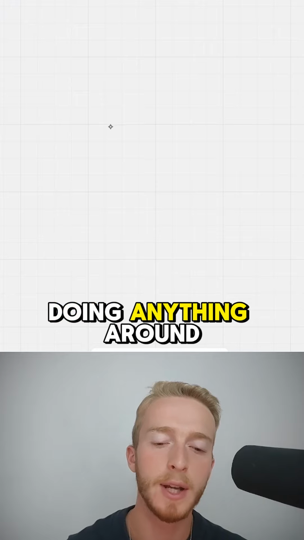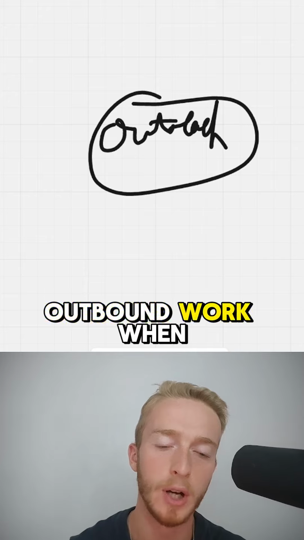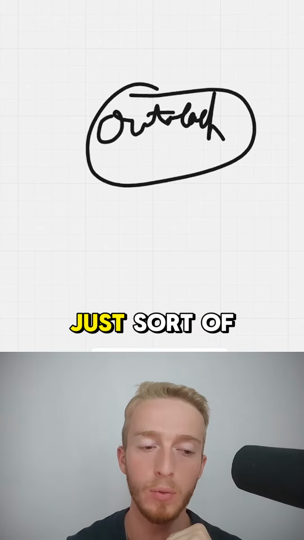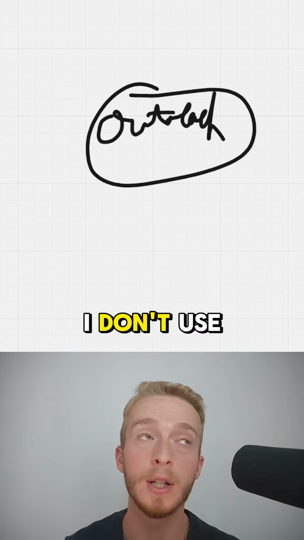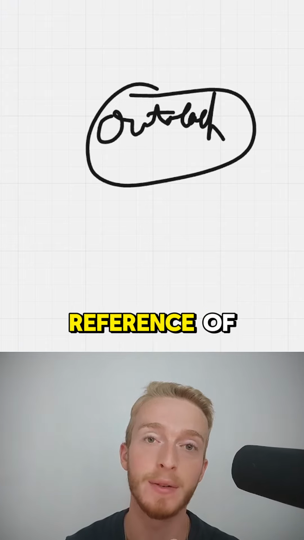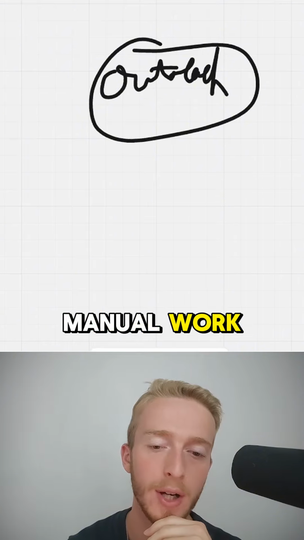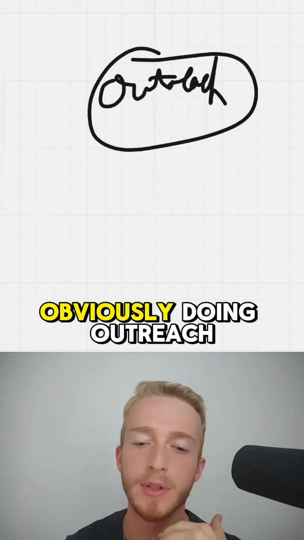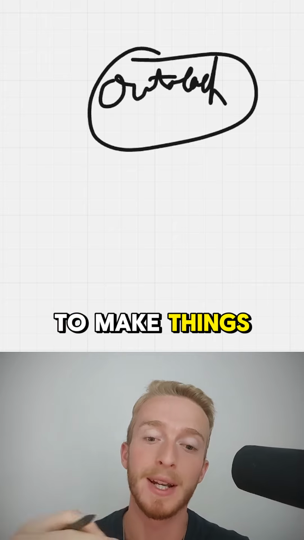So, when you're doing anything around outreach or generally outbound work on LinkedIn, it doesn't have to be all manual and loads of effort. For reference, I don't use any automations on LinkedIn, for example having messages sent for me. I always do manual work. However, I'm able to make it sustainable because when I'm doing outreach to multiple clients, I have systems in place to make things easier.